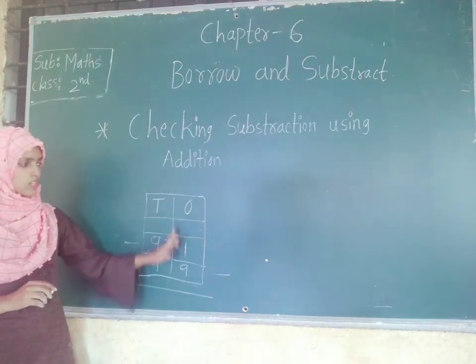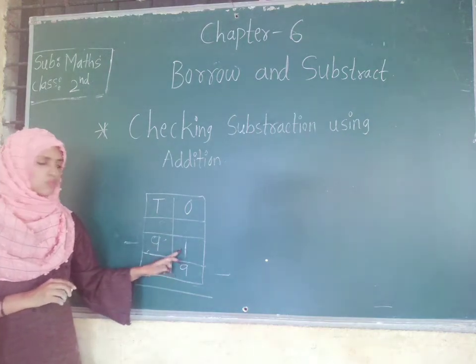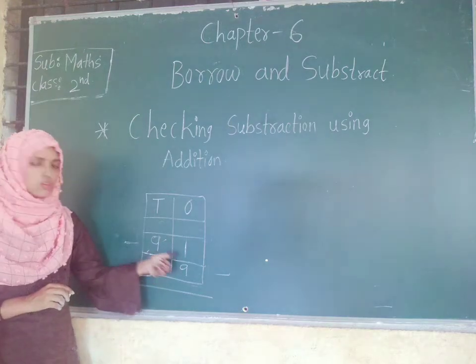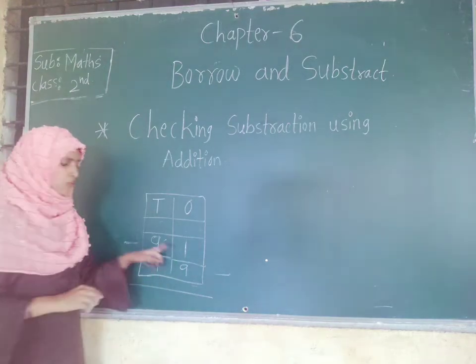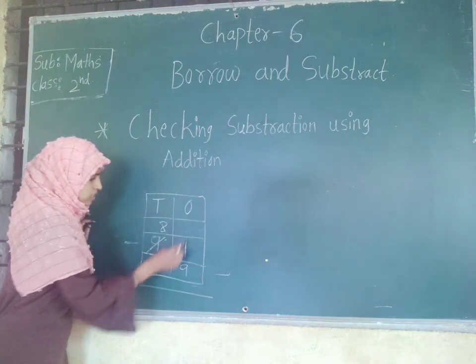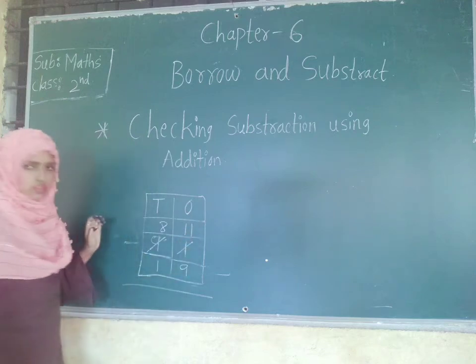Okay, so in ones place we have 1 and 9. So we cannot subtract this 1 with 9 because 1 is less than 9. So we need to regroup. So we need to take one borrow. Okay, so this 9 becomes 8 and this 1 ones becomes 11 ones. Yes.